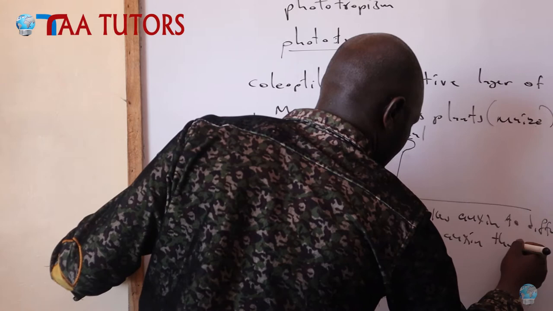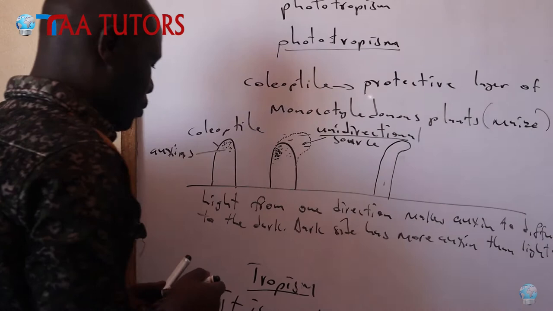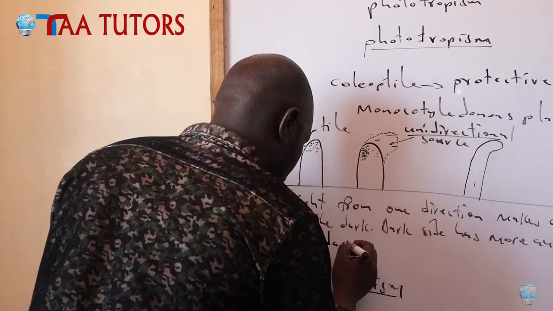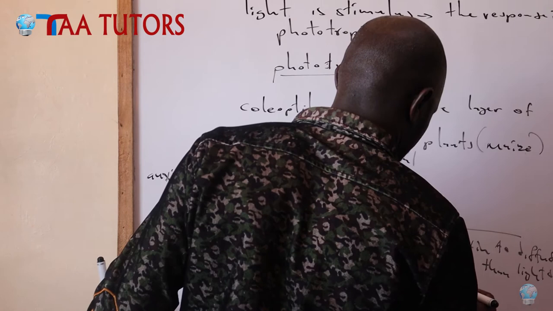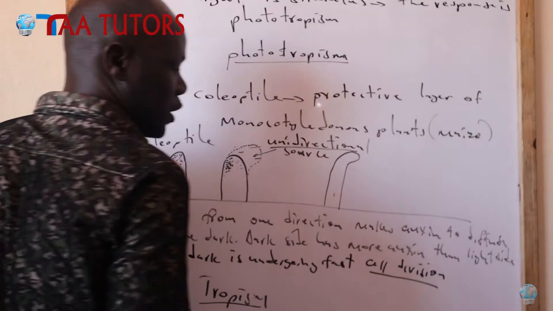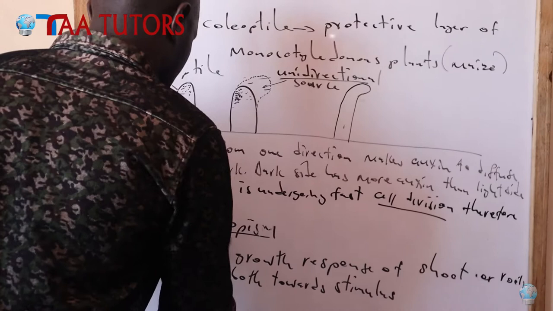So you see there is that difference that we are seeing in the distribution of auxins. And that difference will now lead to the dark side undergoing fast cell division. So the cells are dividing faster. That is another activity that is taking place, and it is the division that is bringing in the growth. And we can see where the growth is going to be faster. So we can say that the dark side is growing faster.